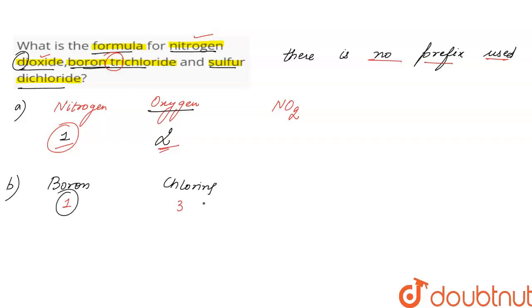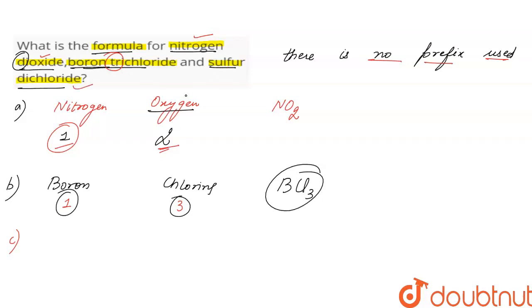By taking a look at these values, the formula here will be, there is 1 boron atom and there are 3 chlorine atoms. So the formula will be BCl3. Last one is sulfur dichloride.